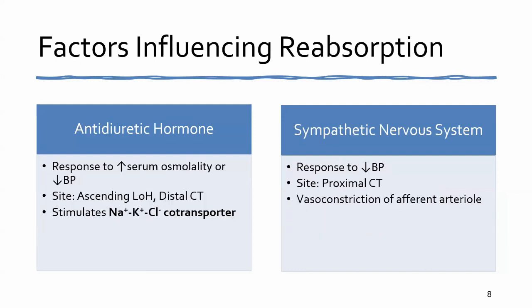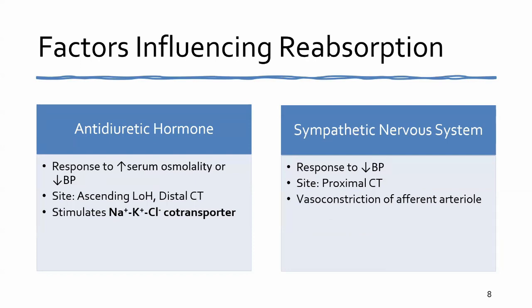Then we have antidiuretic hormone, which we know is secreted by the posterior pituitary gland, also in response to low blood pressure or to increased serum osmolality. It acts at the ascending limb of the loop of Henle and the distal convoluted tubule, and it stimulates the sodium potassium chloride co-transporter, so all three of those ions are reabsorbed.